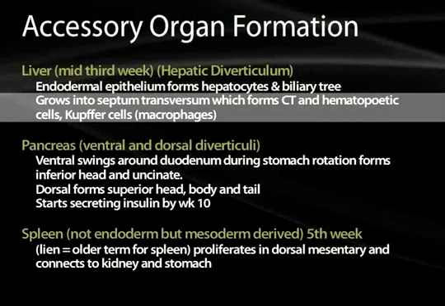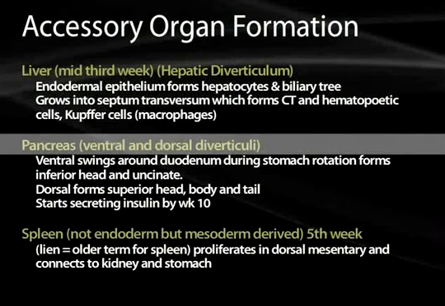This will also interact with the forming heart, so there's some crosstalk between the developing liver and the forming heart, which will ensure that the IVC is associated with the liver's formation as well. The pancreas will have both a ventral and dorsal diverticuli.